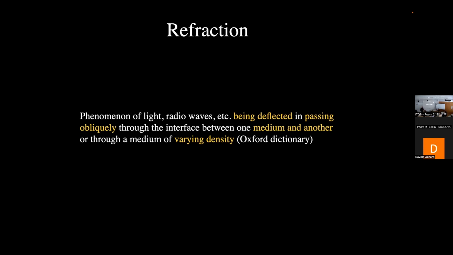So one medium and the other, why? Because we need a difference in density, or optical densities, of two materials. For example, air and water, glass and air, glass and water, and so on. Because if light propagates within just one medium, then it will just progress at a certain speed. So we need a difference in density of the material.